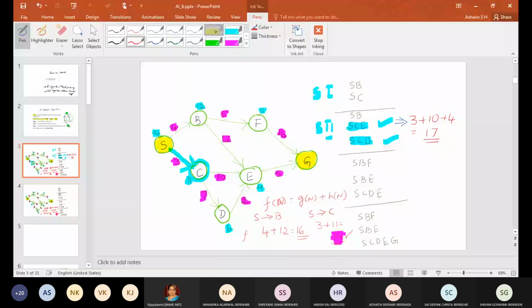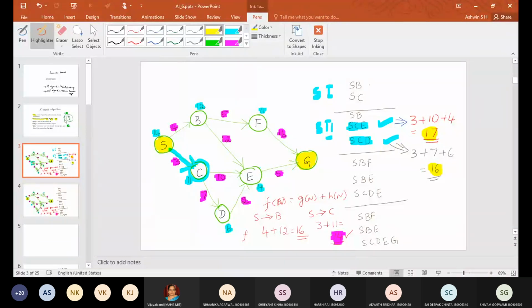This is 17. Then what about SCD? Can you tell SCD? So this is for SCE. For SCD, I will write here. So S to C, it is the same 3. Then C to D, 3 plus 7 plus the heuristic value 6. So 16. See here, two values I have written with respect to SCE and SCD.